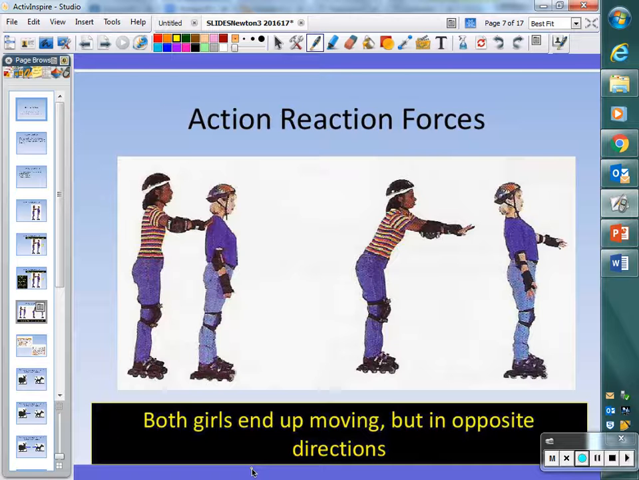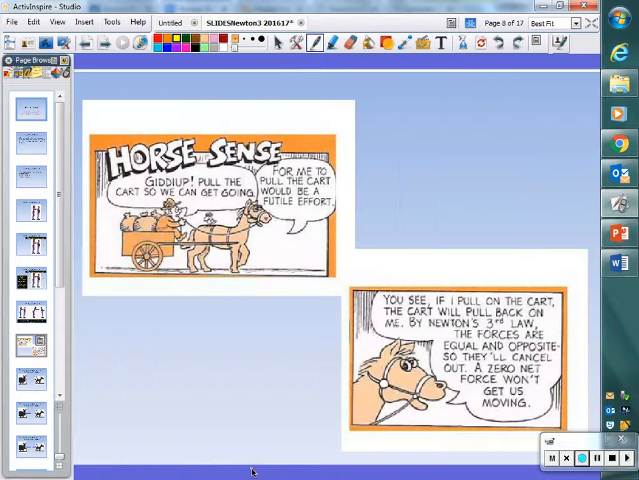And so to illustrate this problem, we're going to use a comic strip because that's kind of fun, right? So you guys have this comic strip there. It is about a talking horse. The talking horse is attached to a cart, and the farmer says, "Giddy up, pull this cart so we can get going." And the horse says, "No, not going to do it. You know why I'm not going to do it? Because nothing's going to happen, right? For me to pull this cart would be a futile effort."